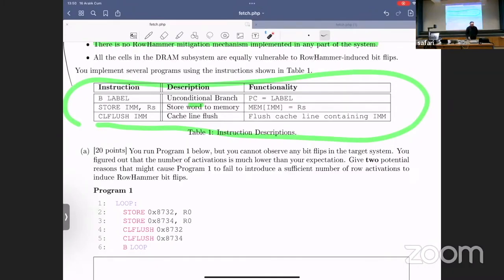So the question is asking for two potential reasons that might cause this kind of observation. And there's definitely more than one correct answer for this kind of question. As long as your answer makes sense, you will get the grade. So does anybody want to try? Sure.